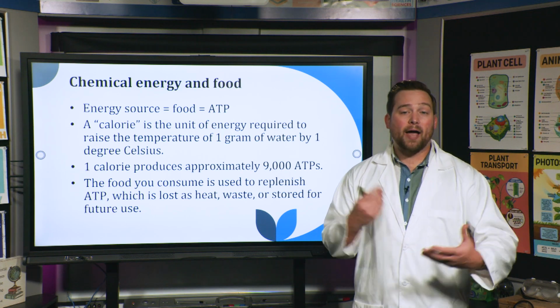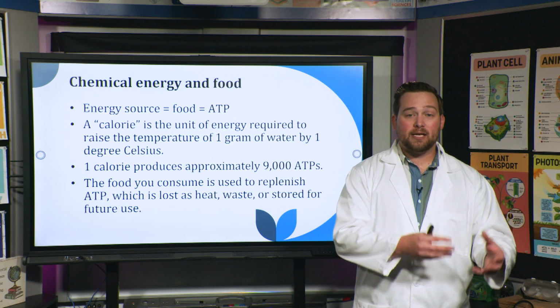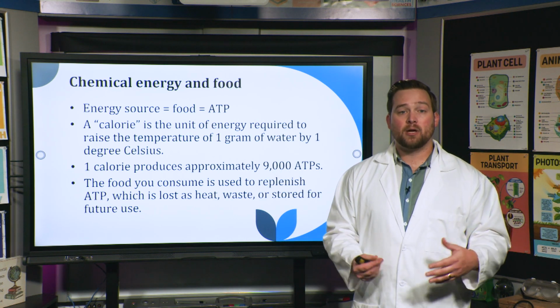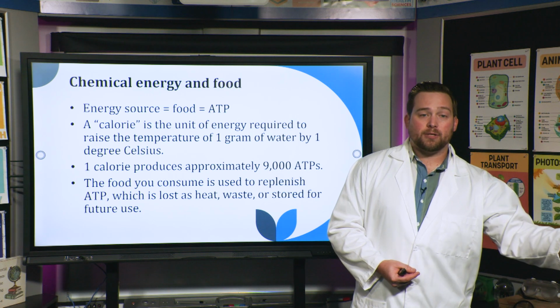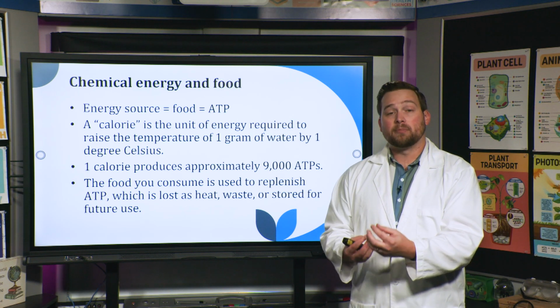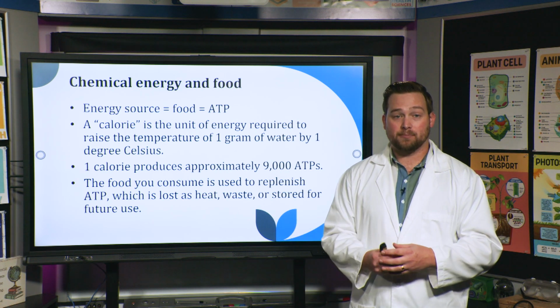Okay, so why are we doing all of this? I talked about how the glucose, you've got to eat it, you've got to digest it, it has to get into the blood. Why are we doing all of these steps? Well, remember that the energy that you need is coming from the food that you're eating. But first we have to turn it into ATP. So that's why we're doing all of these steps.